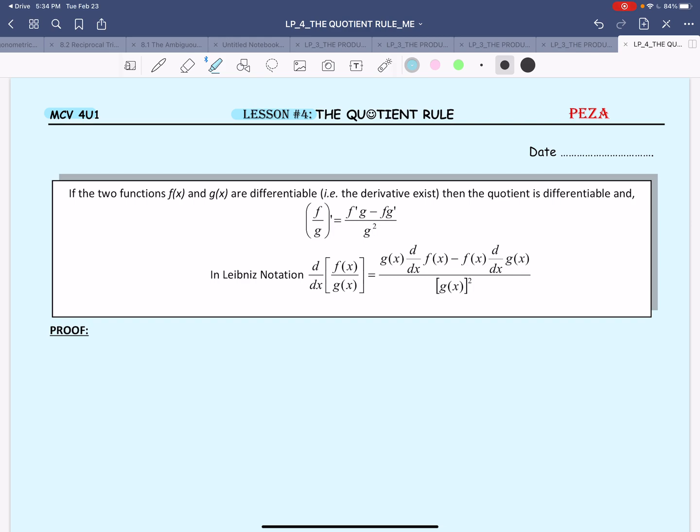And in this lesson, we will explore, discover, and learn how to use the quotient rule. The quotient rule helps us differentiate the ratio of two functions.